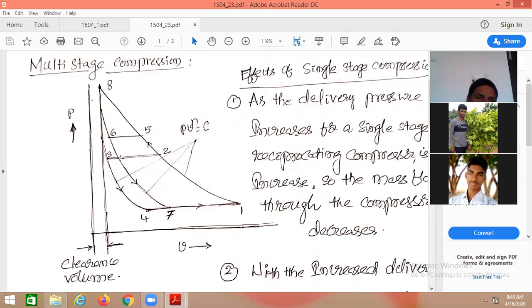Suppose the pressure is increased to 6 bar. What happens to the expansion of the clearance volume? It is increased. Compared to the 3-4 line, the 6-7 line is increased. Then what is the volume of air that has entered the cylinder? That is corresponding to V1 minus V7.